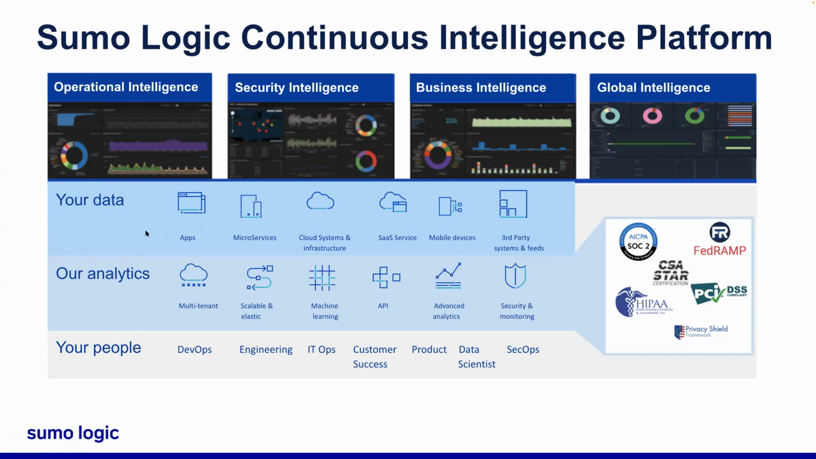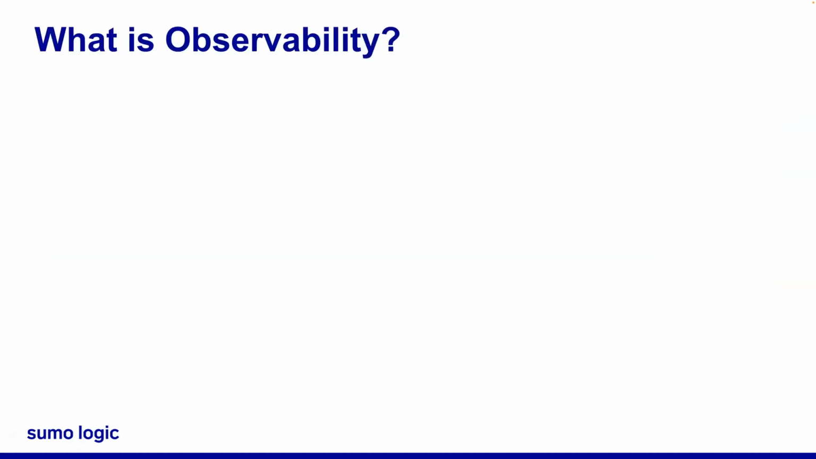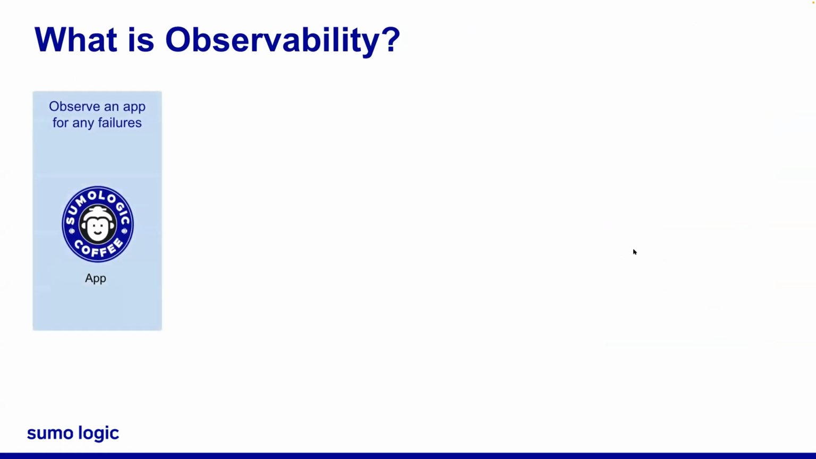But let's get into observability, because that's really why we're here. We're not here to really pitch Sumo. You know the benefit of it already. But what is observability? That's what I want to talk about. Observability is the ability to observe, and I know I shouldn't use the word in the definition, but it's that ability to observe and understand the whole state of an application, such as our coffee app. What we have here, and we'll use this example a few times throughout today, is Sumo Logic Coffee.